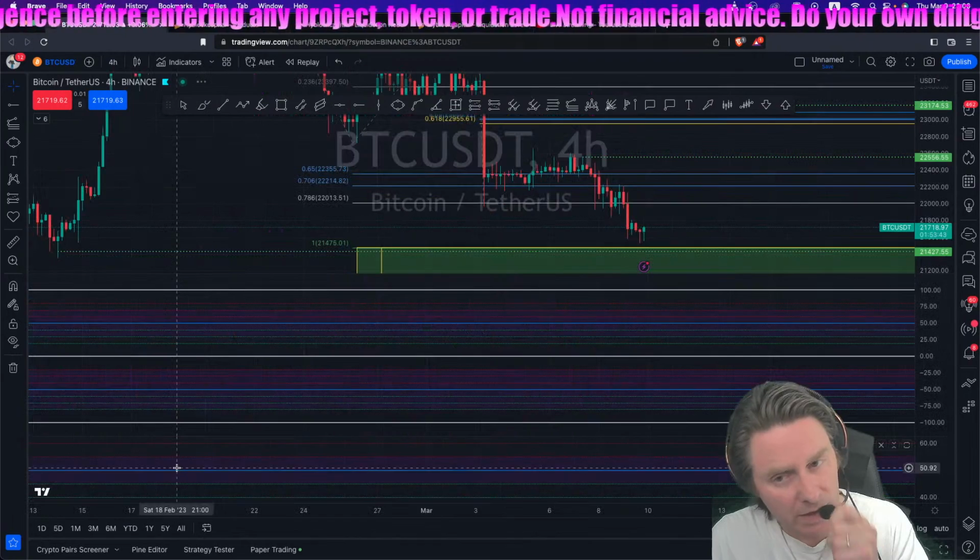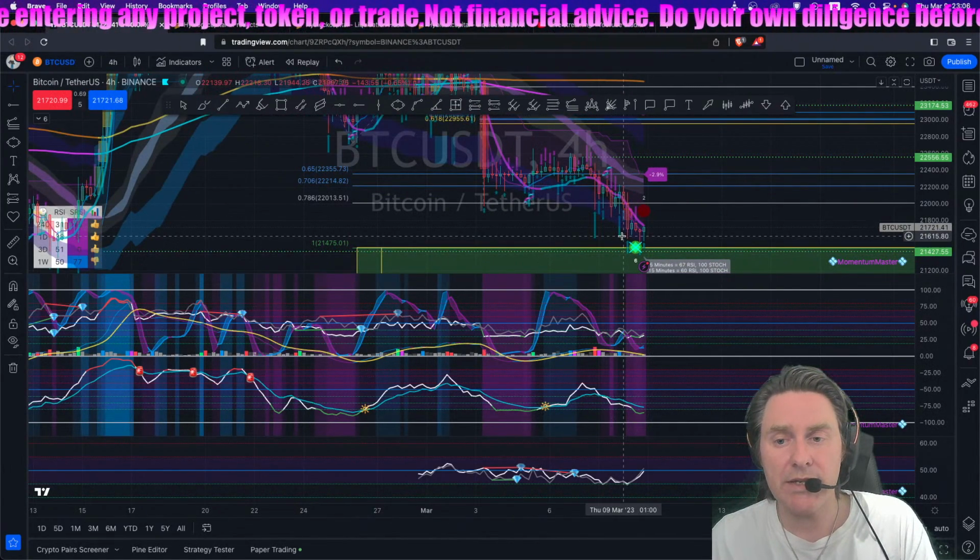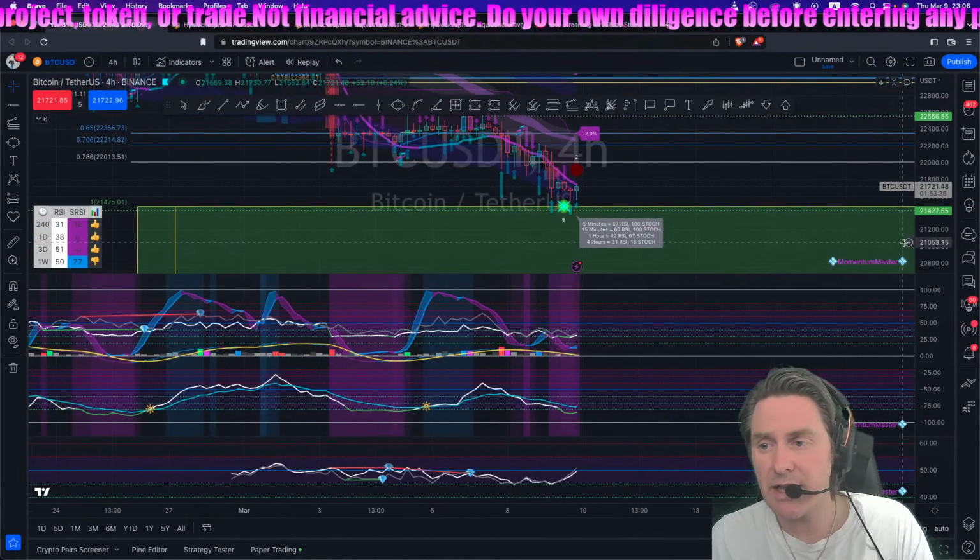divergence just yet. The liquidity grab is a really good one. So I'm not quite sold on this level right here. I'm not sure why we bounced exactly at this region.